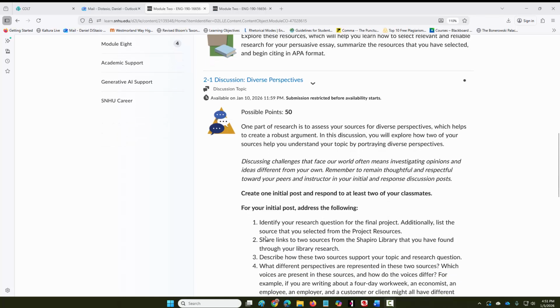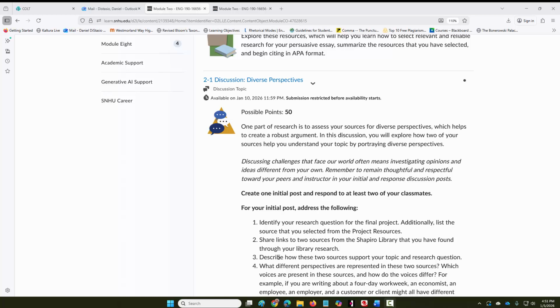The discussion requires that you identify your research question, list the sources you selected from the project resources. So in week 1, you've already selected one. You'll need to select a second source. You're going to share links to the 2 sources that you found. Be sure those links work so that your peers can comment on them.